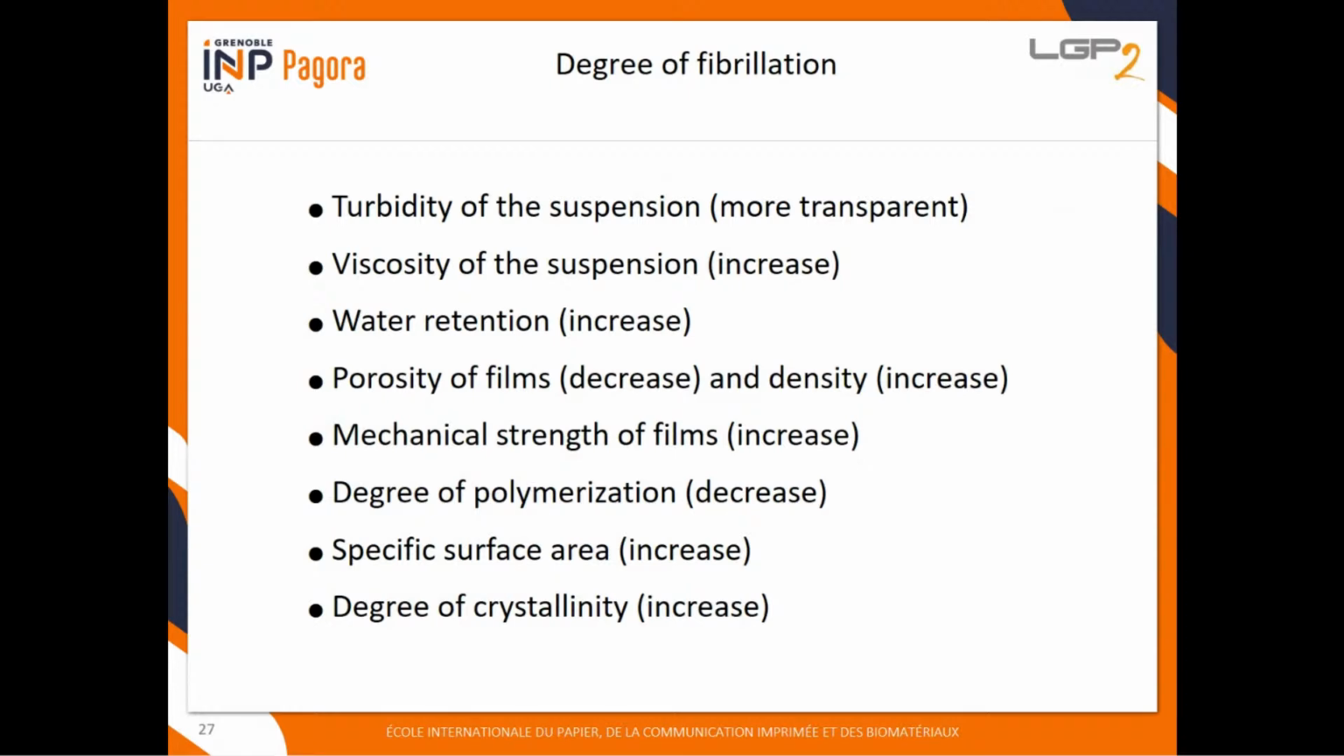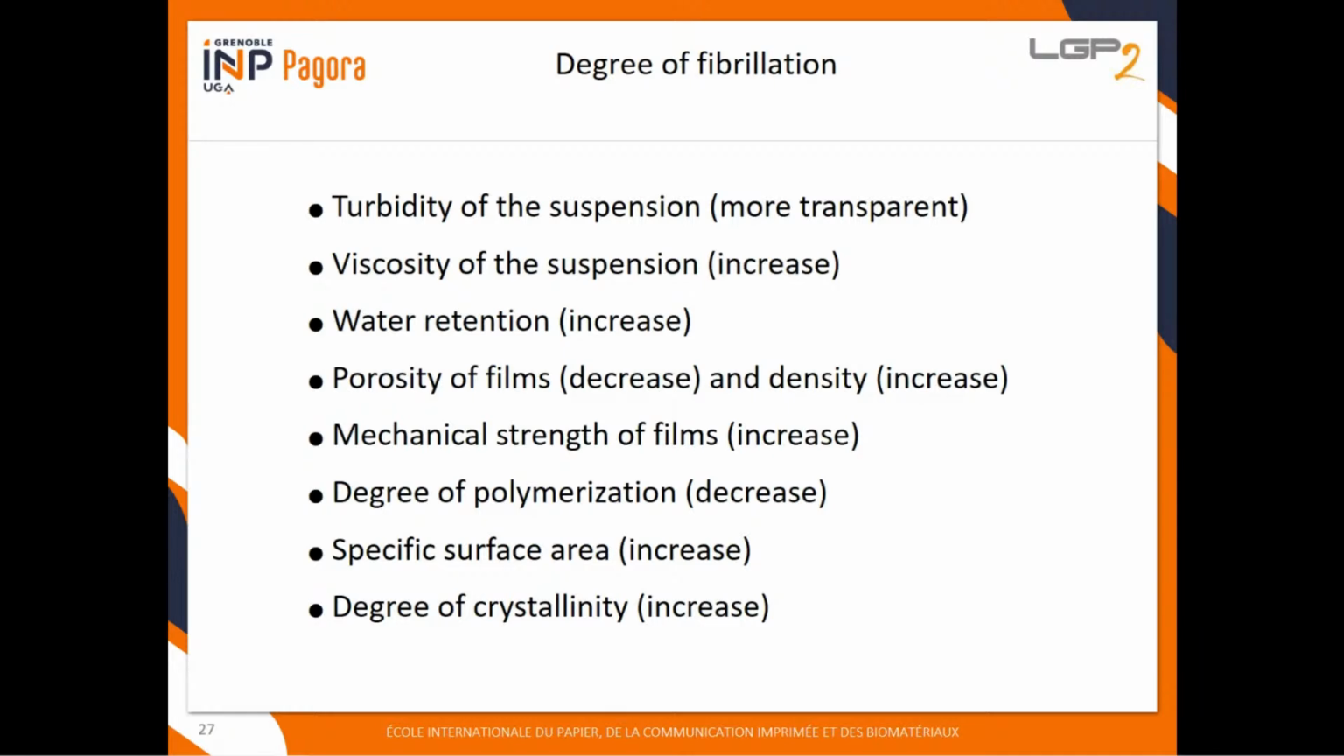The degree of fibrillation can be assessed using different observations. The turbidity of the suspension decreases, it becomes more transparent because of the decrease of the size of the suspended objects. The viscosity of the suspension increases. We'll talk about this later. The water retention increases. It's possible, of course, to prepare films from this suspension just by evaporating water, and in this case the porosity of the film decreases and the density, of course, increases. These films have high mechanical strength.